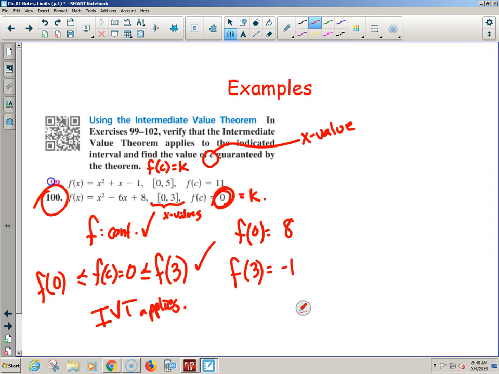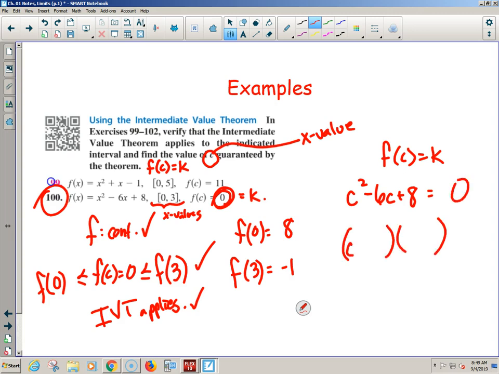Without writing a whole paragraph, which probably most college professors would want me to do. And how do we find the X value? How do we find the C? We say, oh, the theorem says f of C equals K. So f of C would be C squared minus 6C plus 8. How did I get that? I plug in C. C is an X value in the function. And what do they want me to set it equal to? 0. At this point, I say no big deal. This is easy factoring with a leading 1 coefficient. So I have a 2 and a 4 and a minus, and it equals.